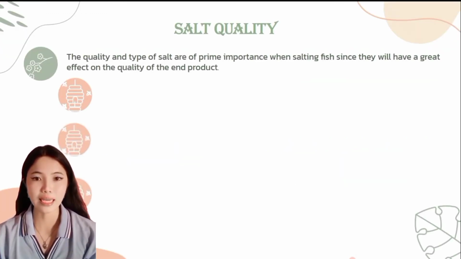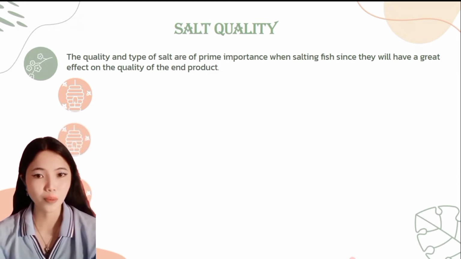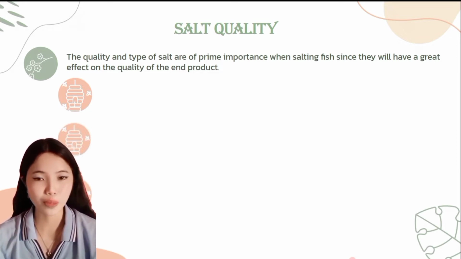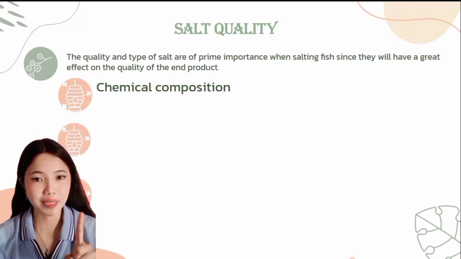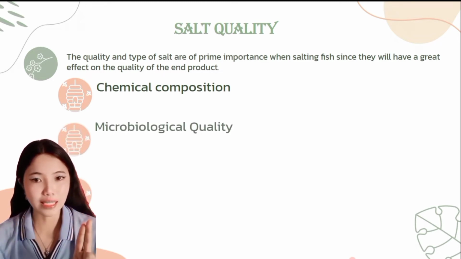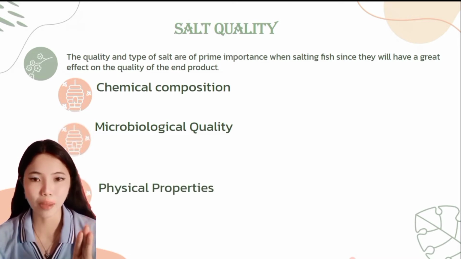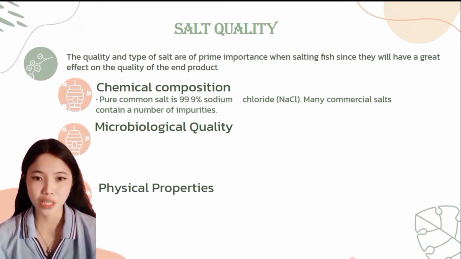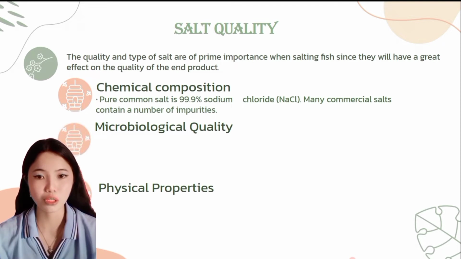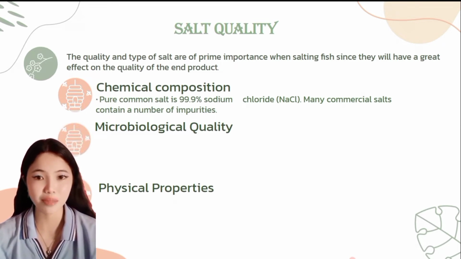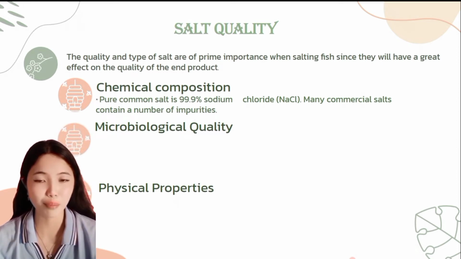The quality and type of salt are of prime importance when salting fish, since they have a great effect on the quality of the end product. There are three types of salt quality. First is chemical composition, the second is microbiological quality, and third is physical properties. The chemical composition is pure common salt, which is 99.9% sodium chloride, and many commercial salts contain a number of impurities.